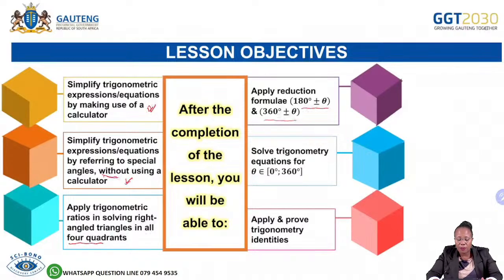And then you must be able to solve trigonometry equations for theta, where theta lies between 0 and 360 only. That means in all your quadrants, only up to 360. So you'll be determining the value of theta only from 0 up to positive 360. And lastly, you will be able to apply and prove trigonometric identities. So basically we will be looking only up to the identities for today, and then the 2D and 3D trig functions will be our lessons for next week.